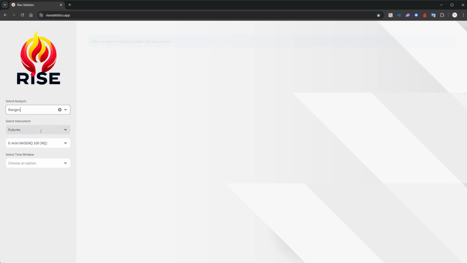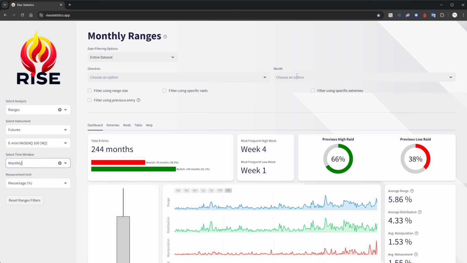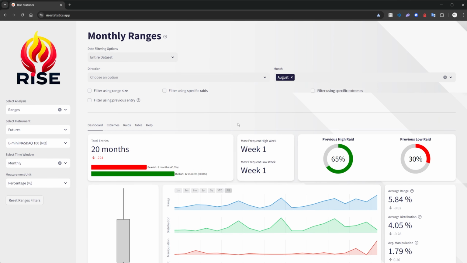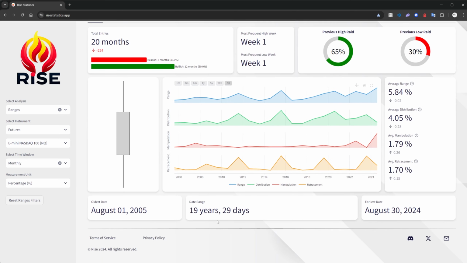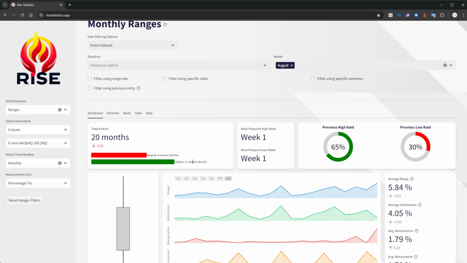I always like to start with the ranges analysis, right? Profiling the month. Now, how can we do this? We go over here, we select August. Let's learn more about August. So we have 20 years of data currently for August. 60-40 direction, right? We're looking at bullish and bearish in this case.